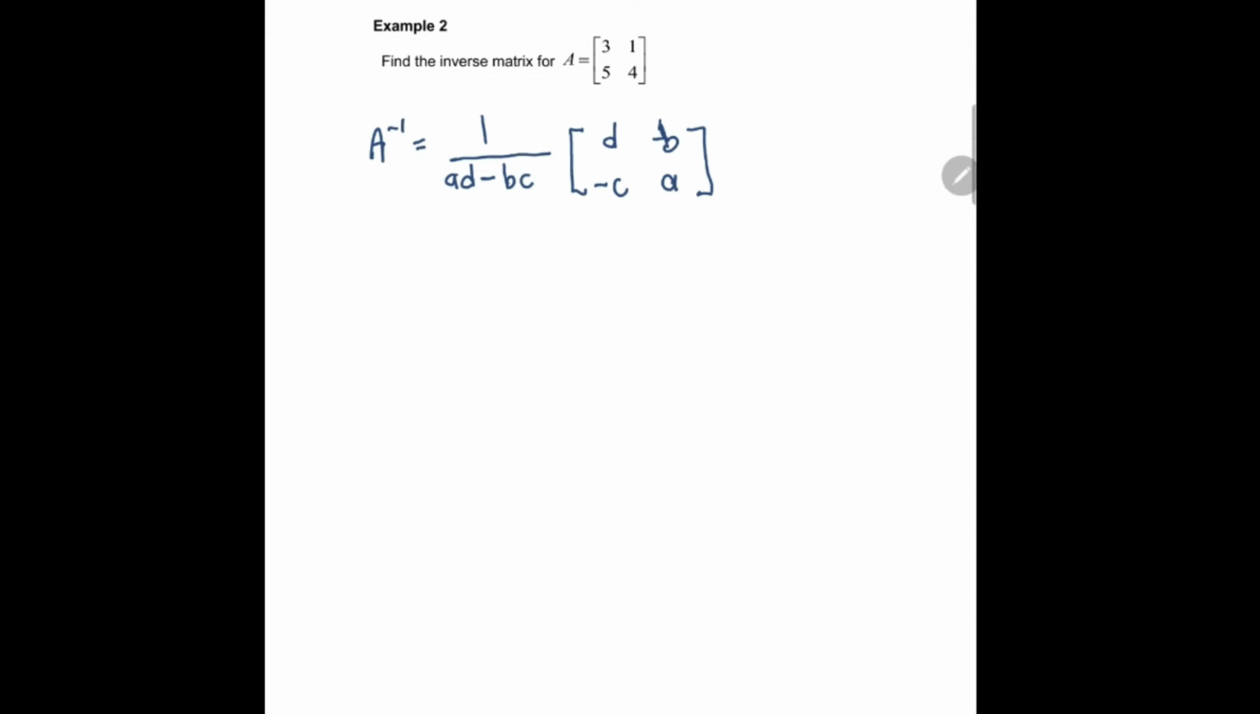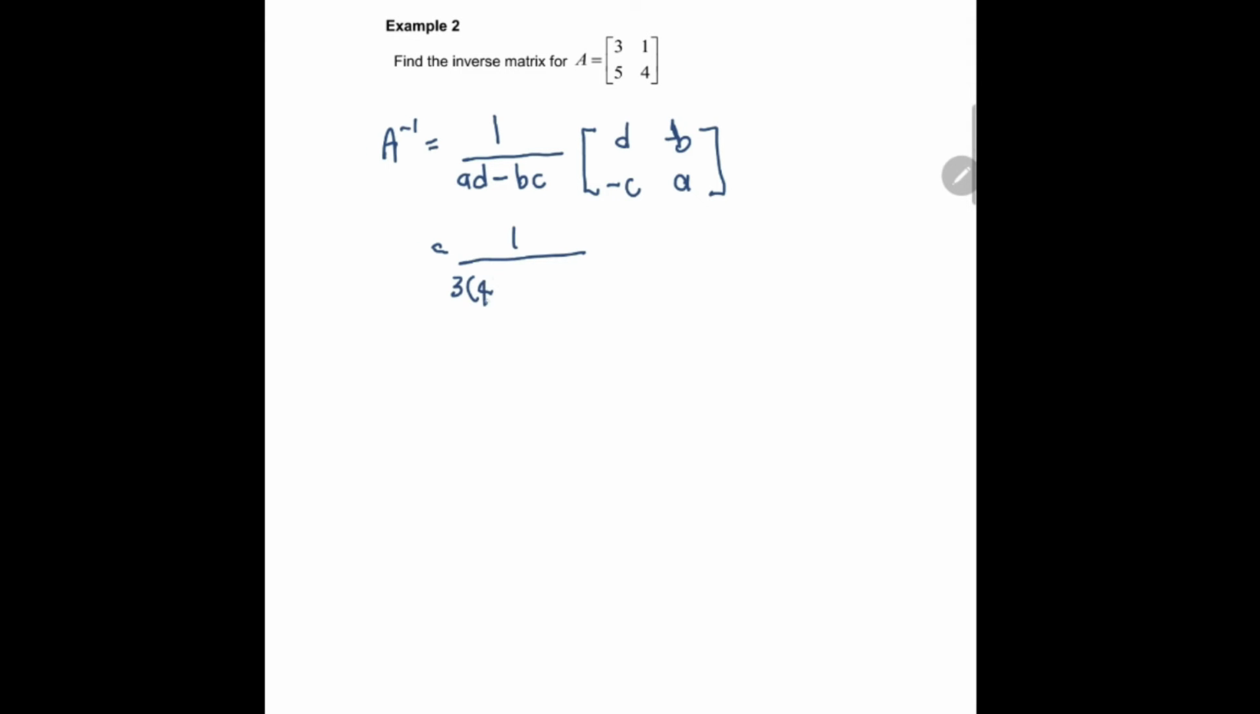So by using the formula, A inverse should be 1 over ad minus bc times the matrix d, negative b, negative c and a. Then ad minus bc will be 1 over 3 times 4 minus 5 times 1, times the matrix 4, negative 1, negative 5 and 3. Understand?